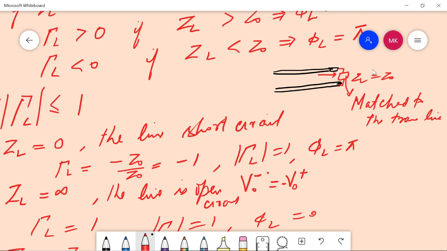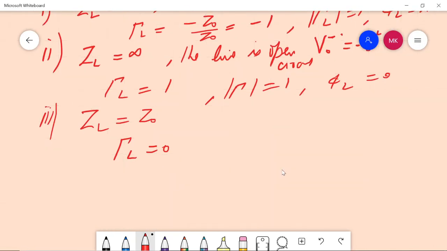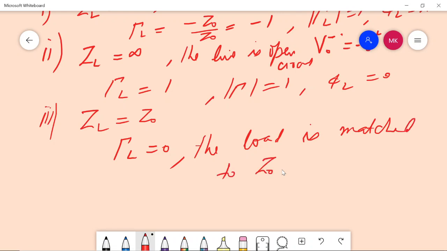Practically, we want to avoid reflections in industry when we implement the whole communication system. Whenever we connect the transmission line with the load, we connect in such a way that ZL is matched to Z0 so that no reflection goes into the transmission line. This is called the matched load, where the load is matched to Z0 of the transmission line.